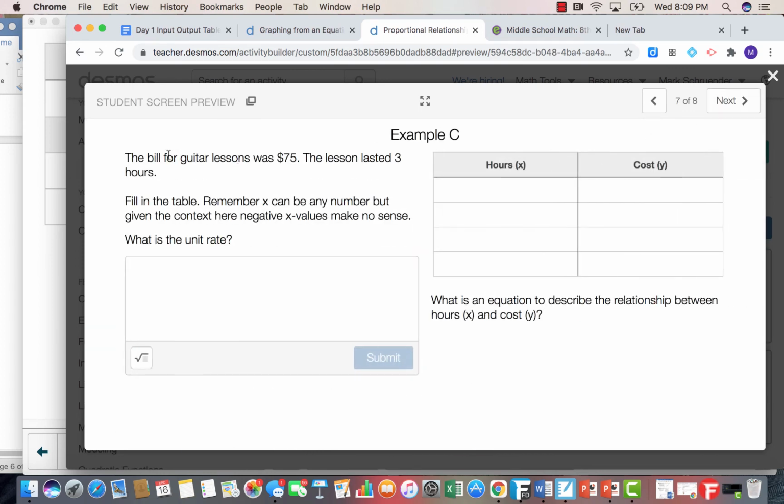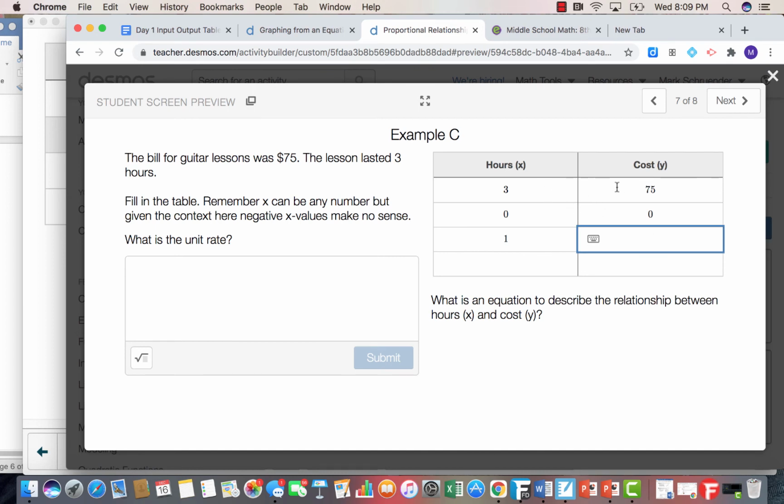Last one here, the bill for guitar lessons was $75, so that's a cost. I could put that over here. And the lesson lasted 3 hours, so I can put that here. That's an ordered pair. You can imagine if it was a 0-hour lesson, it just makes sense to pay $0 for that. And then 1 hour, well, again, if I'm doing 3 hours and $75, I want to be consistent in what I multiply both of these by.